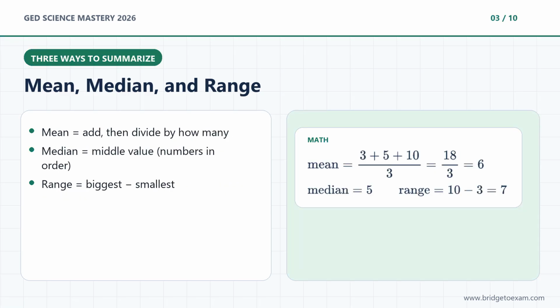3 quick words that the test loves. The mean, or average, is the balance point. Add everything, divide by how many. The median is the middle value once you line the numbers up in order. If there are 2 in the middle, you average those 2. And the range is simply the biggest minus the smallest, telling you how spread out the numbers are. Say you have the numbers 3, 5, and 10. The mean is 18 over 3, which is 6. Put them in order, and the median is 5. And the range is 10 minus 3, which is 7.